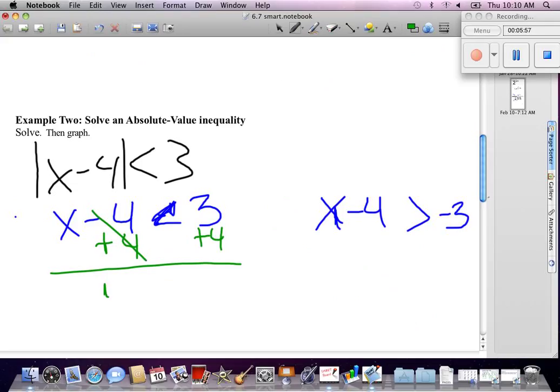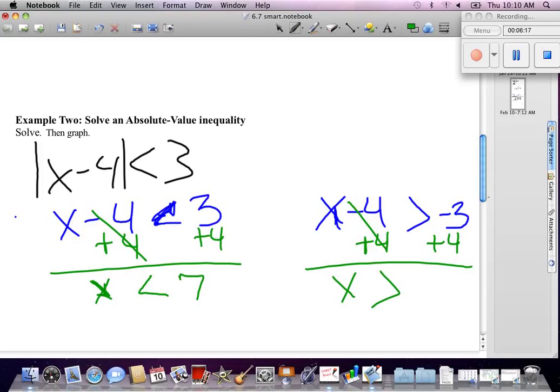So I get x is less than 7, right? So obviously, if we do the same thing here, we have to add 4. Add 4. I get x is greater than what, Lisa? X is greater than 1.